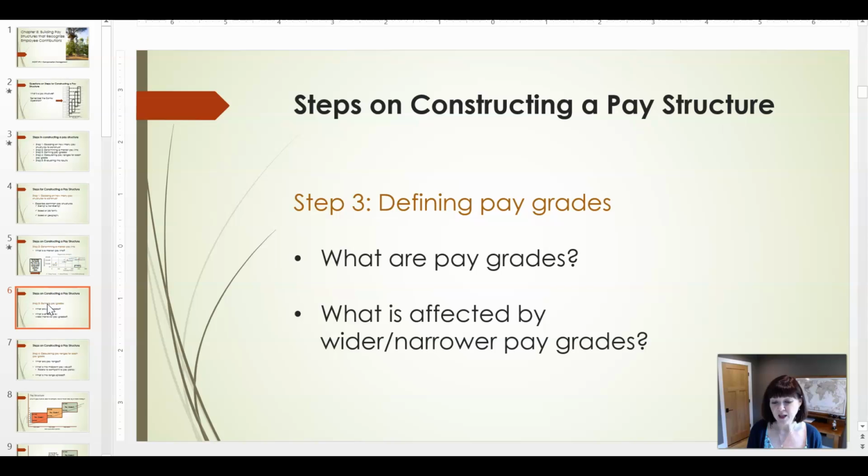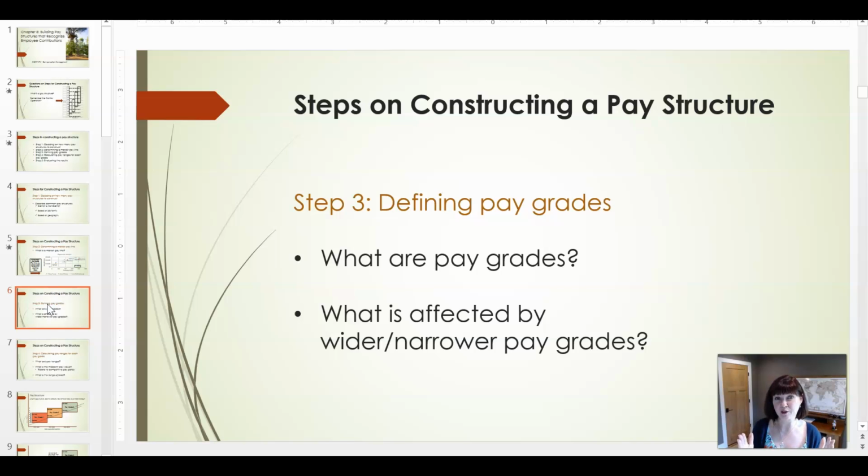All right. Then there are wider and narrower grades. A wider pay grade gives you more latitude. So instead of going from 100 to 200 points, maybe you're going from 100 to 400 points. That greater spread means that there's less of a hierarchy within the organization.